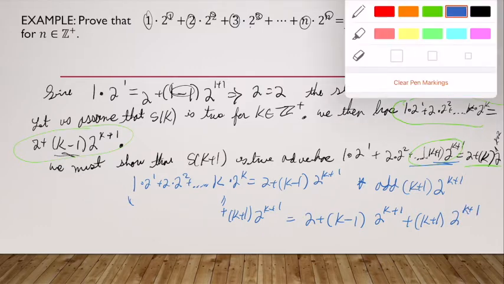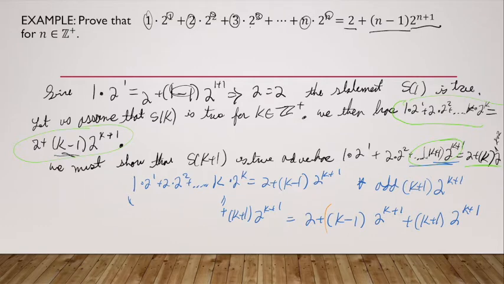Okay, what I want us to do now is just look at this part right here. What is the greatest common factor of this? Well, it's 2 to the k plus 1. So I'm going to go ahead and pull out that factor. So I have 2 plus 2 to the k plus 1 times (k minus 1 plus k plus 1). Well, this is going to simplify to 2k. So I have 2 plus 2 to the k plus 1 times 2k.